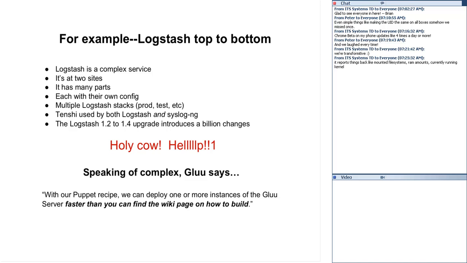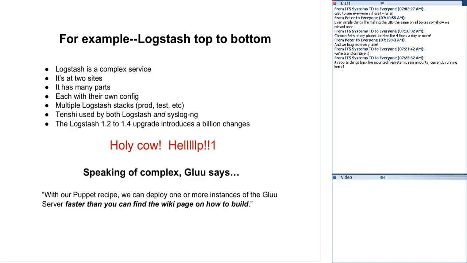So Logstash is fairly complex. It's running at 2 sites. It has 3 or 4 different parts. And we've got a production stack and a test stack for it, and maybe one day we'll have a development stack. So it's kind of complex, and we're in the midst of doing an upgrade from version 1.2 to 1.4, and there's really a lot of changes that are involved. So the next few slides I'm going to show how Puppet has made it a lot easier to get that rolled out. And like I said, the Puppet config serves as documentation, and it lets us do things the same way over and over, and it also helps with the upgrade problem.